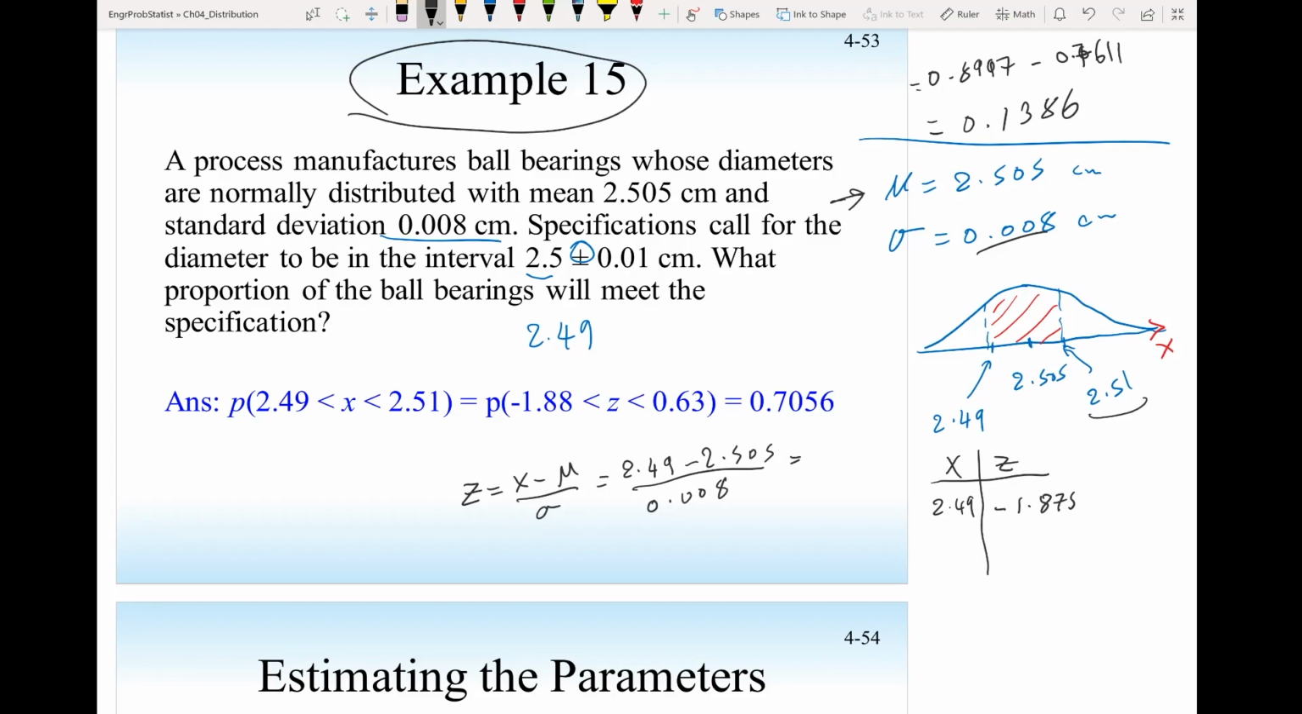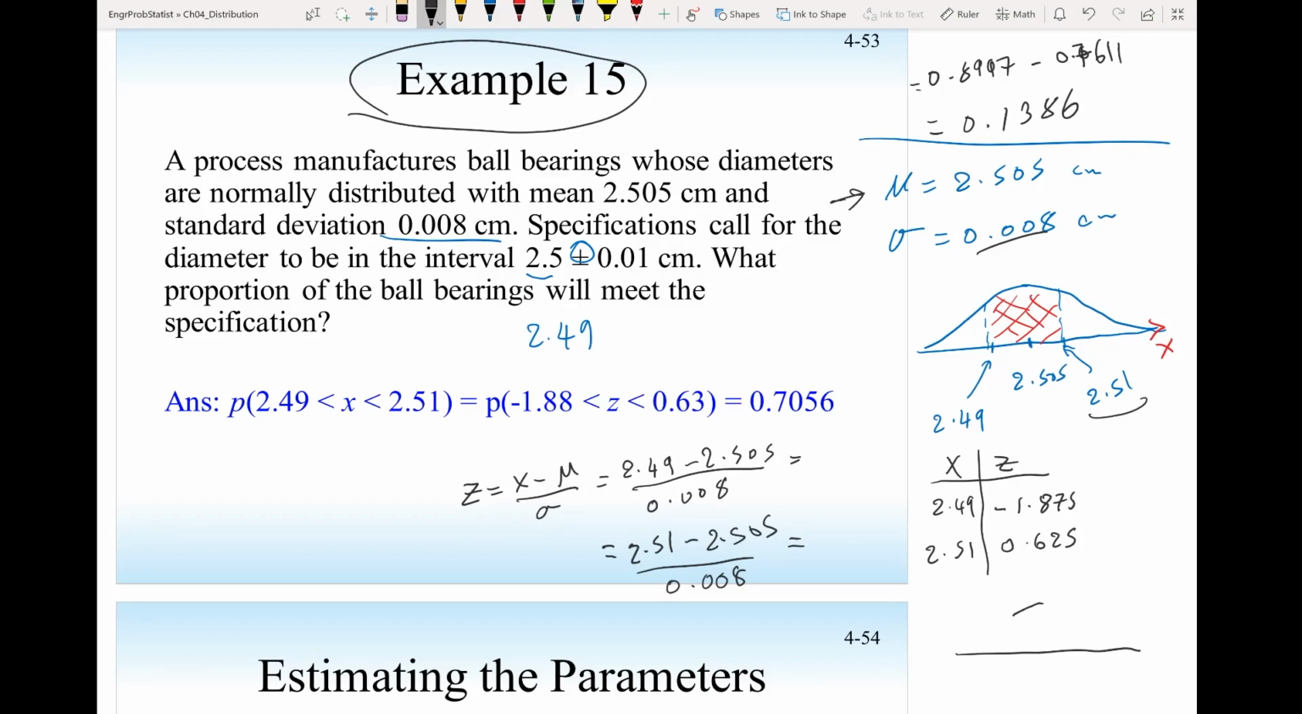Now let's find the maximum value of x. What is it in terms of z? That will be 2.51 minus 2.505 over 0.008, and this will be 0.625. So the desired probability, which is the red area here, is equivalent to the following.